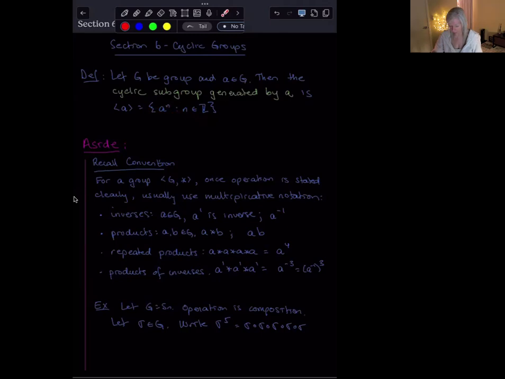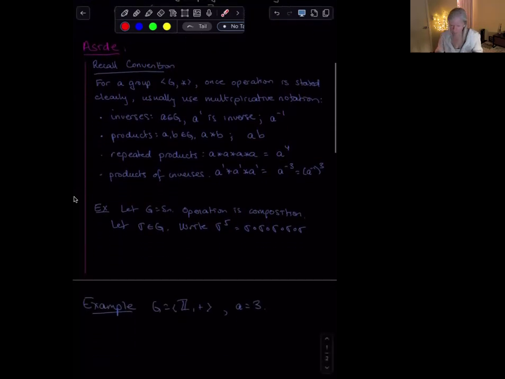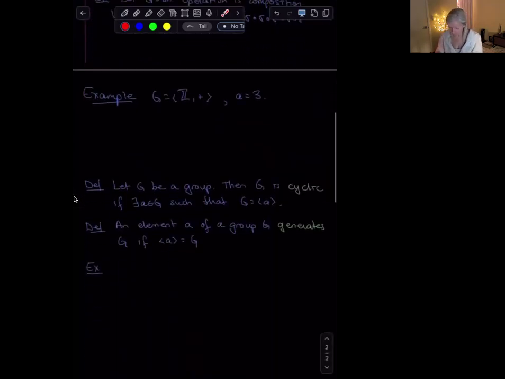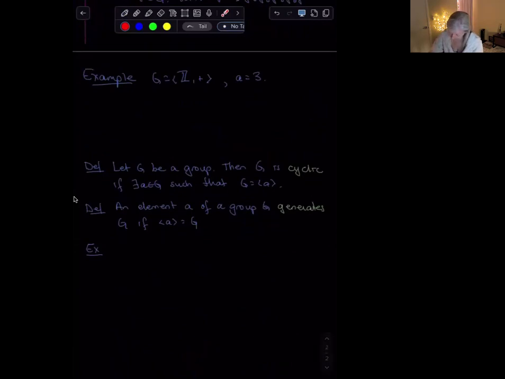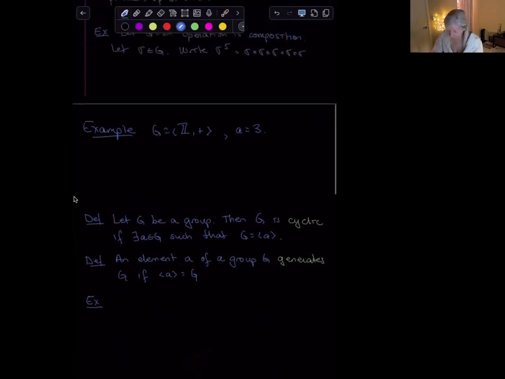This is just multiplying it by itself a bunch of times, or operating on it by itself a bunch of times. Okay, so in fact, let's think of this example. So let's consider, we want the cyclic subgroup. Oh yeah, one more thing.